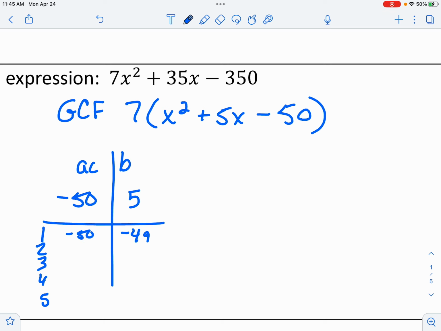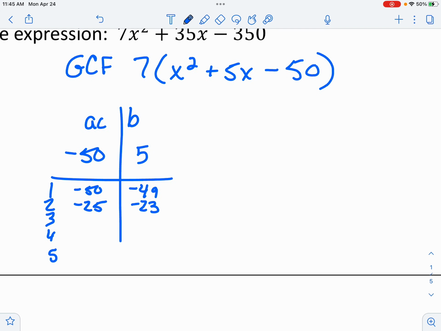Please, please, please pause this video and slow it down if you need to. Divide by 2 is negative 25. Add to be negative 23. Remember, YouTube has a settings wheel where you can change your playback speed if I'm going too fast. Divide by 3, you get a decimal. Divide by 4, you get a decimal. Divide by 5, you get negative 10, which if you add, you get negative 5.